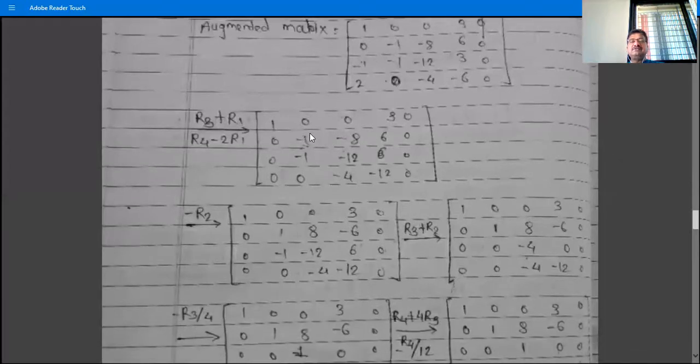Now we have to reduce this element -1 to 1. So just multiply the second row by -1. So -1 into R2, or minus R2. So change the sign of the second row, the remaining rows as they are.